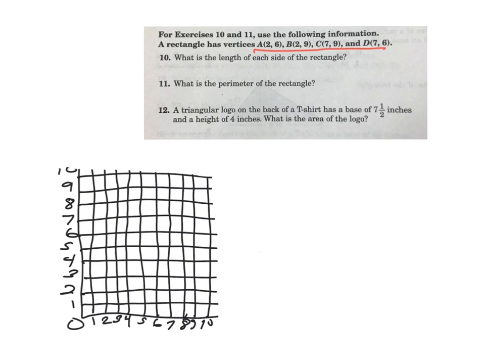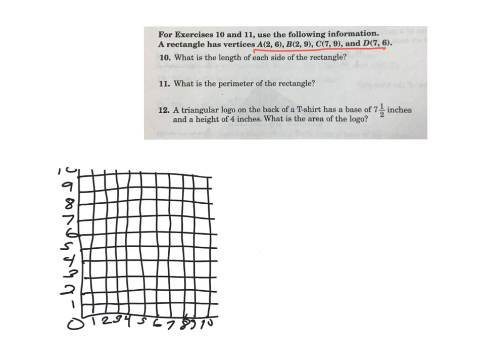Number 10 says, what's the length of each side? And number 11 says, what is the perimeter of the rectangle? Okay, go ahead and do that, and then we'll come back. So pause the video and try it on your own. All right, hopefully you've had a chance to do that.